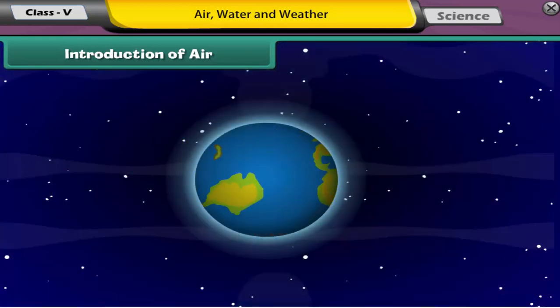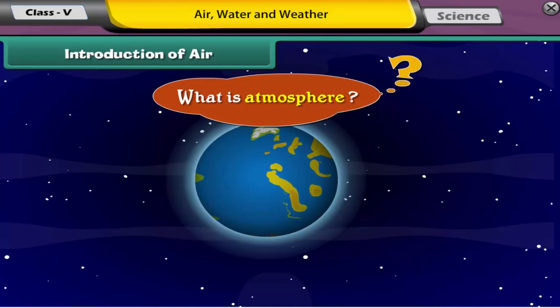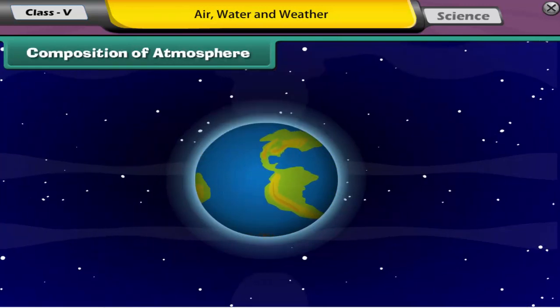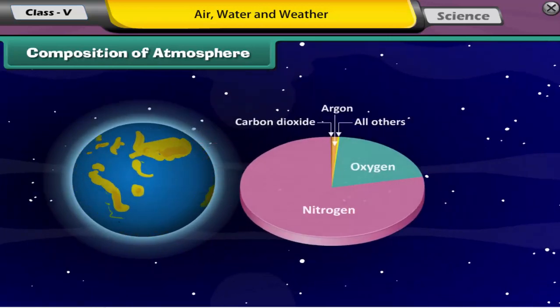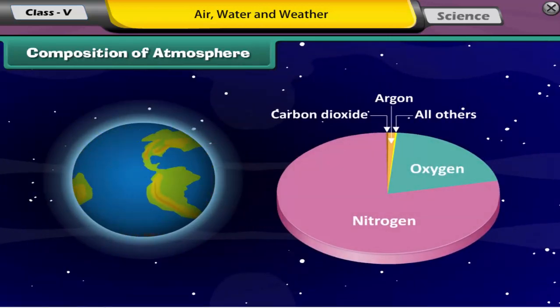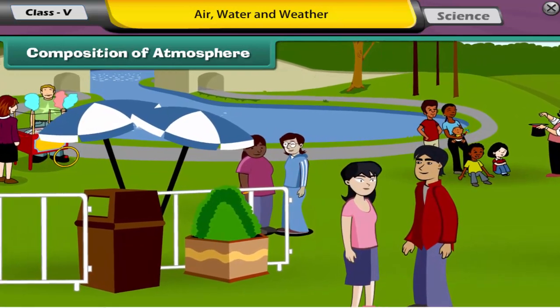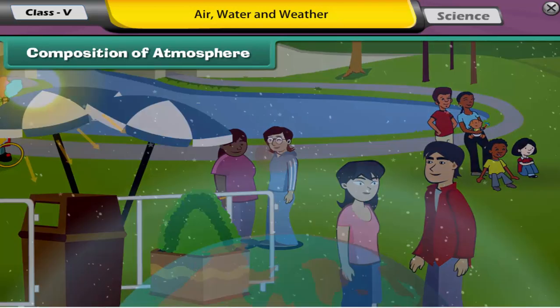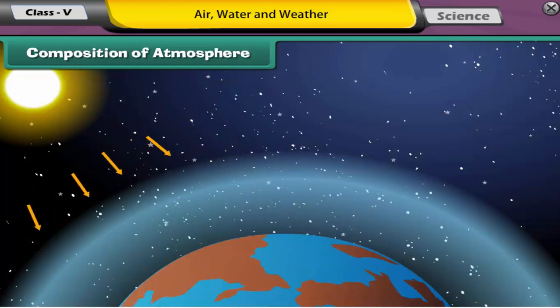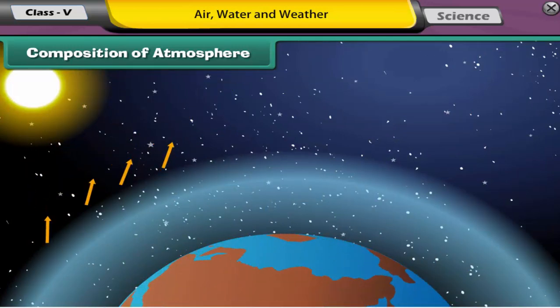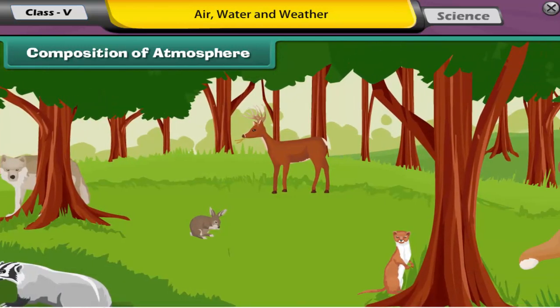Do you know the atmosphere surrounding Earth is full of air? But what is this atmosphere? Come along to know. The atmosphere is made up of a mixture of gases, primarily nitrogen and oxygen, that wrap around the Earth like a blanket. Without the atmosphere, we would not be able to live here. It protects us from the dangerous rays coming from the sun and makes Earth a perfect habitat for plants and animals.